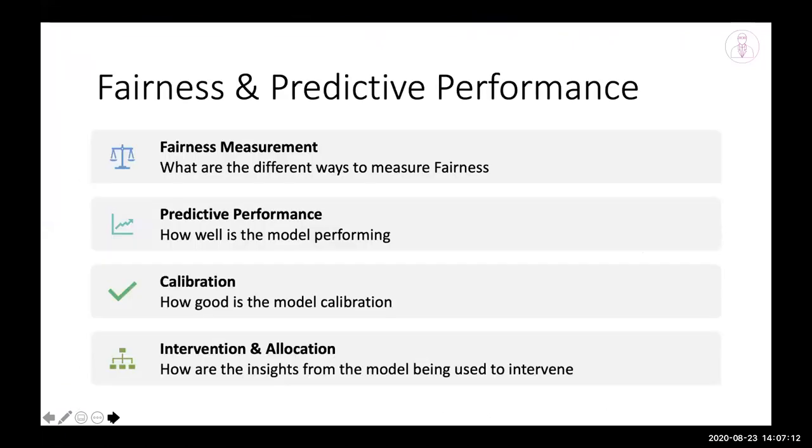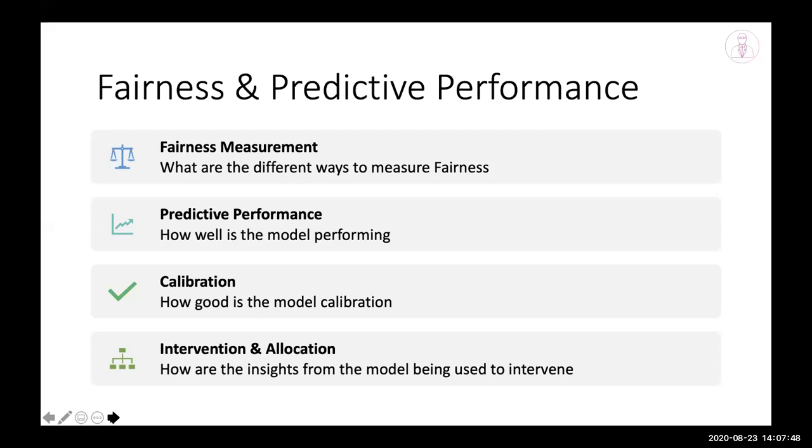So as we think about fairness and predictive performance, there are a number of different ways to consider this. Of course, we will talk about different ways to actually measure fairness, and which specific metrics we will look at is dependent on the use case provided. Part of that is around how well the model is performing. There are specific use cases in healthcare where we want to optimize for recall or precision, based on how the action taken upon that model will actually affect the care delivery or the patient outcome.